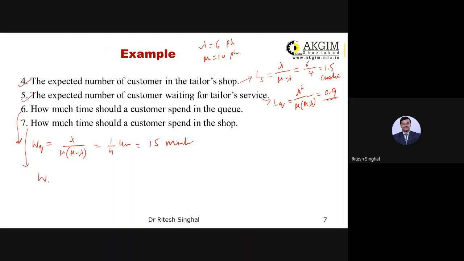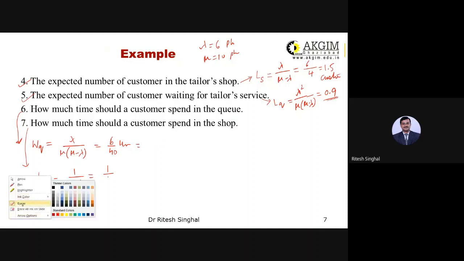And WS is 1 upon mu minus lambda. Okay students, yes, we got the right answer. That's 6 upon 40 hours, and if you convert this value into minutes, you can write it like 9 minutes.